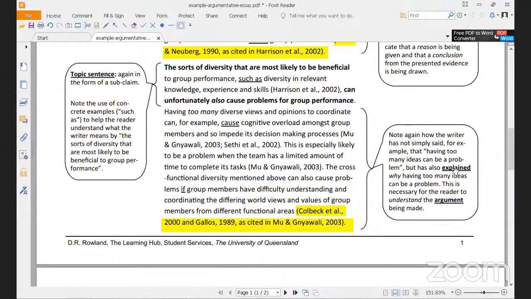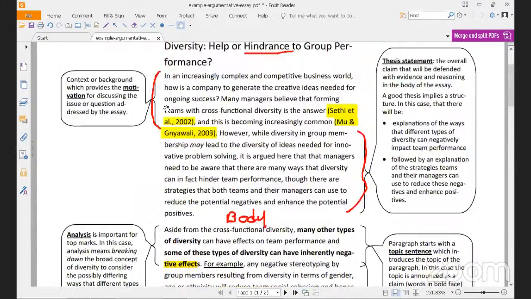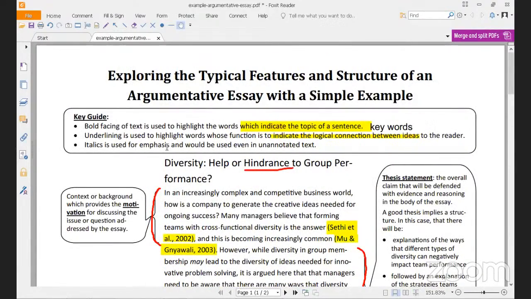Okay, we're also giving explanations, and we are using italics as well. Okay, we have italics. Italics means they are slanted. And what we mean by italics, they're used for emphasis and would be even used in unannotated text. What is your understanding of unannotated text? What do you understand by this? Unannotated text. Not quoted. Okay, not cited. Okay.